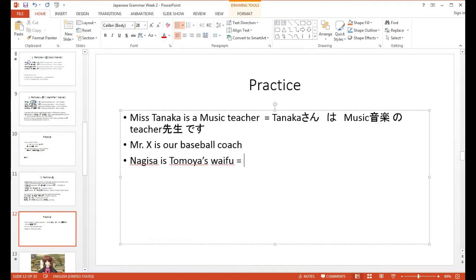Let's just do this. Nagisa is Tomoya's waifu. So there's a possessive here. So obviously it's Nagisa-san wa, because Nagisa is the topic, right? You're speaking about Nagisa-san wa. This is ownership. So whoever owns it goes to the left side. So it'd be Tomoya no. Ooh, I can't type. Waifu desu. Or da. I don't know. Let's just use this. Simple as that.